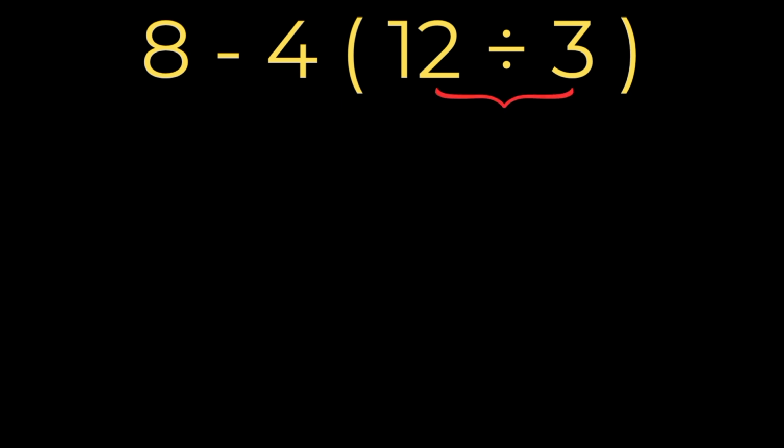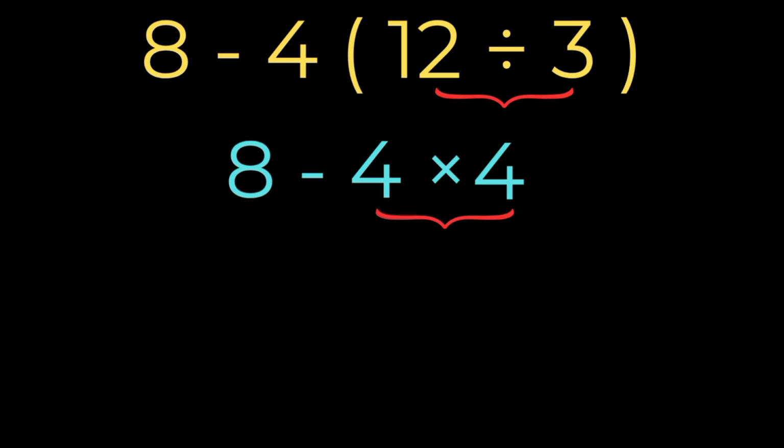First we solve parenthesis. Inside the parenthesis, 12 divided by 3. 12 divided by 3 gives us 4. The equation becomes 8 minus 4 times 4. In this step we simplify this multiplication. 4 times 4 is 16. The equation becomes 8 minus 16.